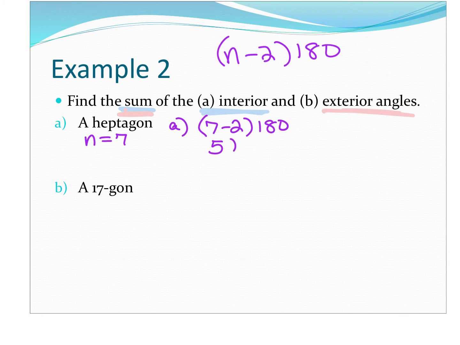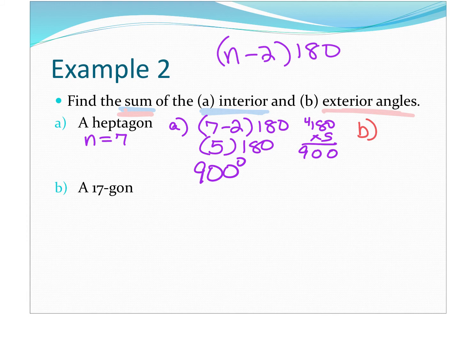7 minus 2 is 5. And now I have to multiply 180 times 5. And again, we will not be using calculators. So just make sure your basic skills here are good. So the sum of all 7 interior angles of a heptagon are going to be 900 degrees. For part B, I know that the sum of the exterior angles of my polygon here are going to be always 360.